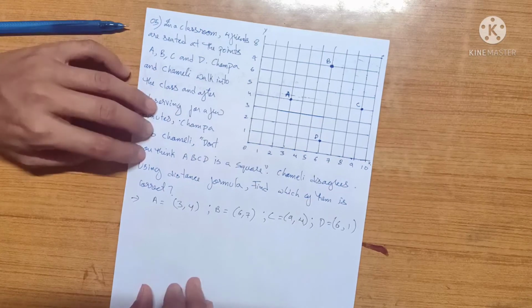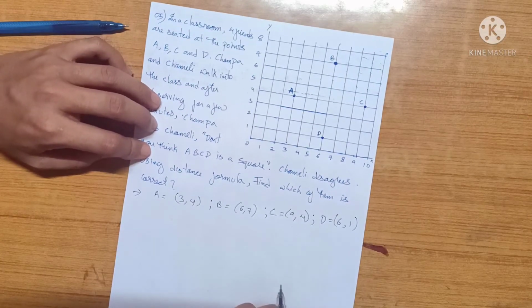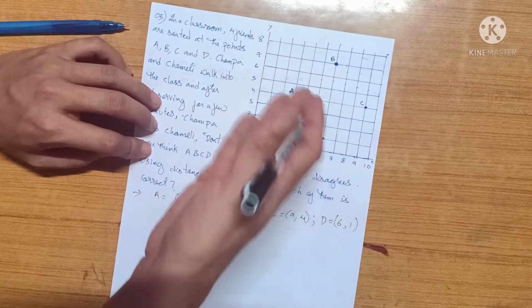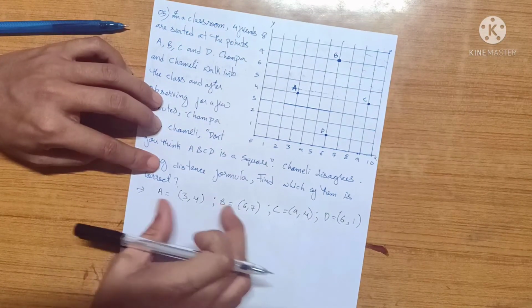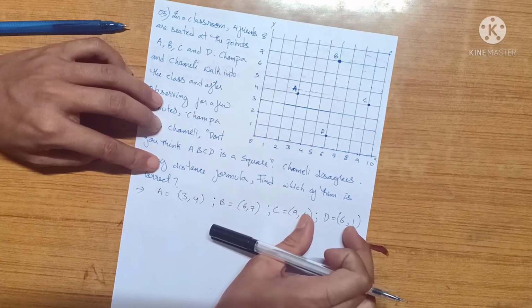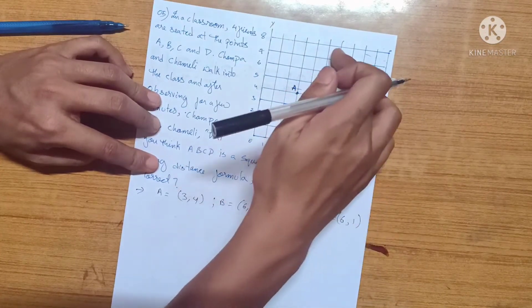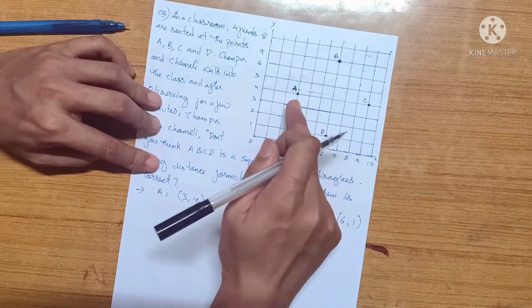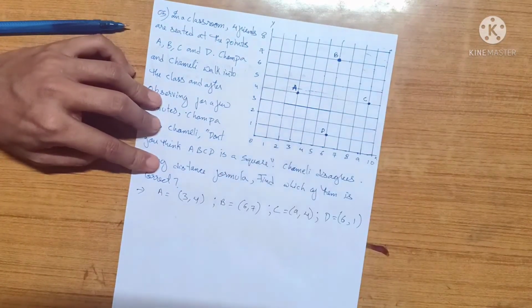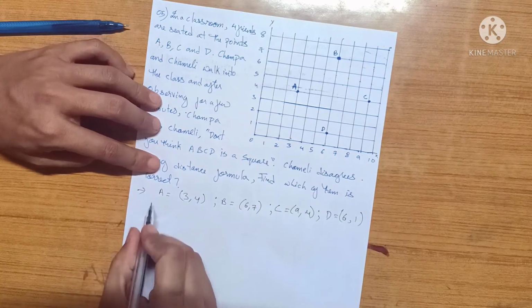Let's try to find out if it's a square or a rhombus or whatever. It does look like a square. Let's see. We have to find the distance between AB, BC, CD, and AD. And then we also have to find the distance between AC and BD as well. So first, let's find AB.